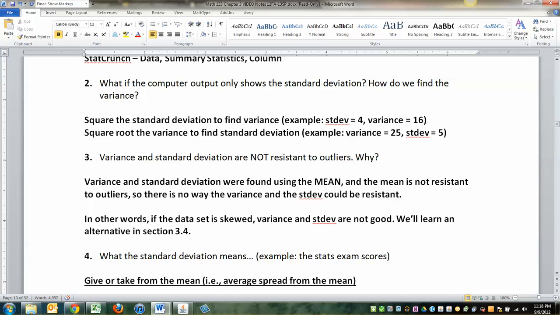But why is that important to us? Well, it's important because if your data set is skewed, that means that the variance and the standard deviation are not good, right? And we're going to learn an alternative to them in section 3.4 to make up for this, right? But if your data set is skewed, then variance and standard deviation are kind of skewed too.